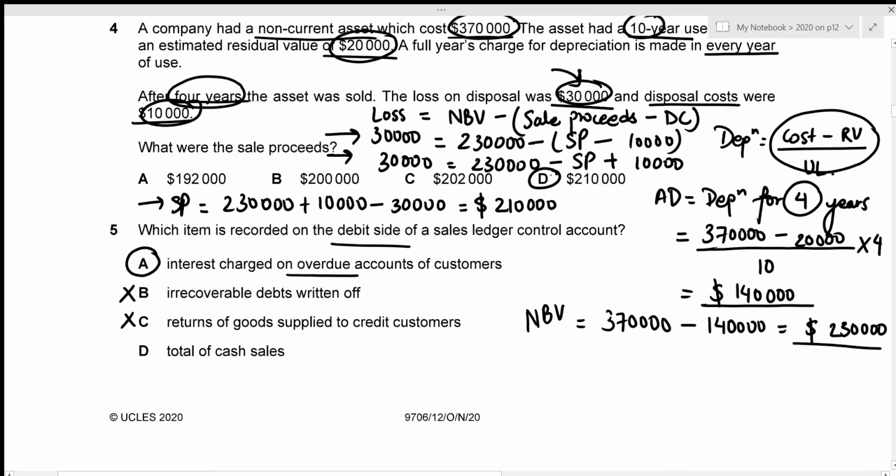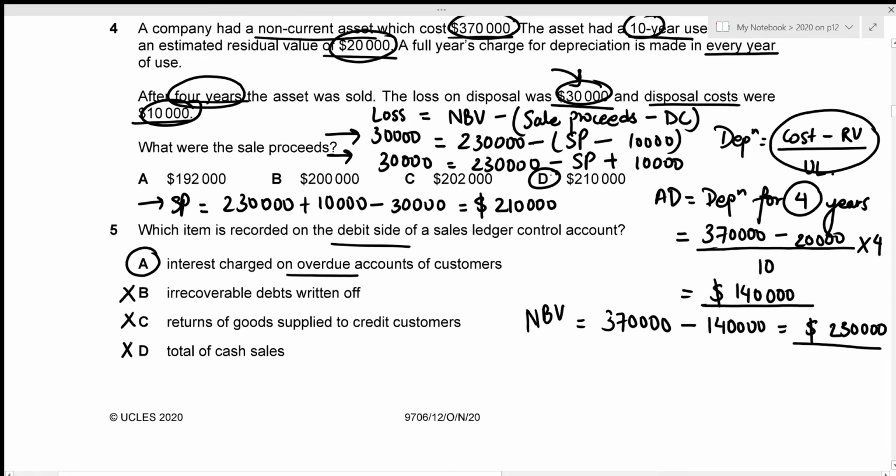And the last one we have is total of cash sales. So remember that in sales ledger control account, we only record our credit sales and not the cash sales. So this item does not occur on either of the debit side as well as the credit side in a sales ledger control account, which means that option D is incorrect as well.